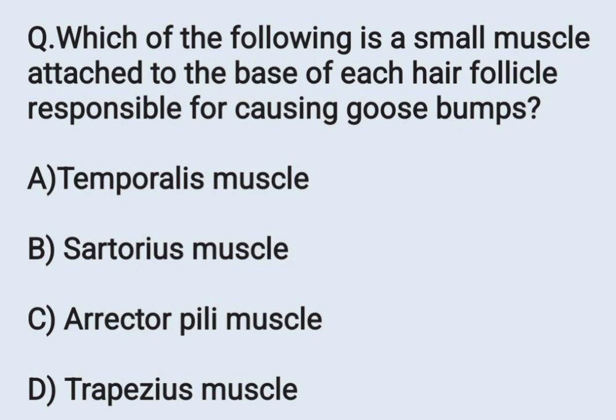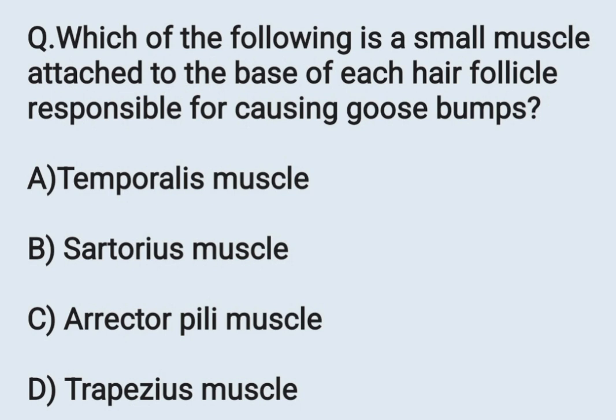First question. Which of the following is a small muscle attached to the base of each hair follicle responsible for causing goosebumps? Options. Option A, temporalis muscle. Option B, sartorius muscle. Option C, arrector pili muscle. Option D, trapezius muscle. Our question is a small muscle which is attached to the base of each hair follicle.